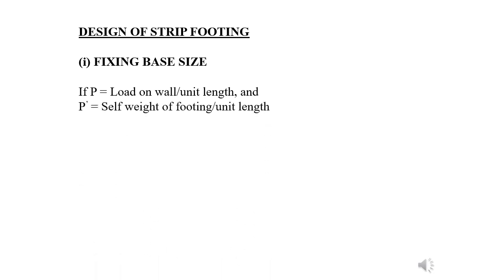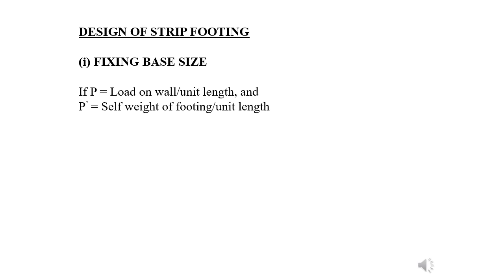So how can we design the base size? We shall see here. We have to know how much load is going to work on the strip footing, meaning wall footing. Load on the wall. Wall means what? The bottom part of the foundation. Load on the wall per unit length. You can see here, in the case of strip footing, it is a continuous footing. So here we are considering the load on the footing per unit length. So load also we have to calculate. And next, the self weight of the footing per unit length also we have to add.